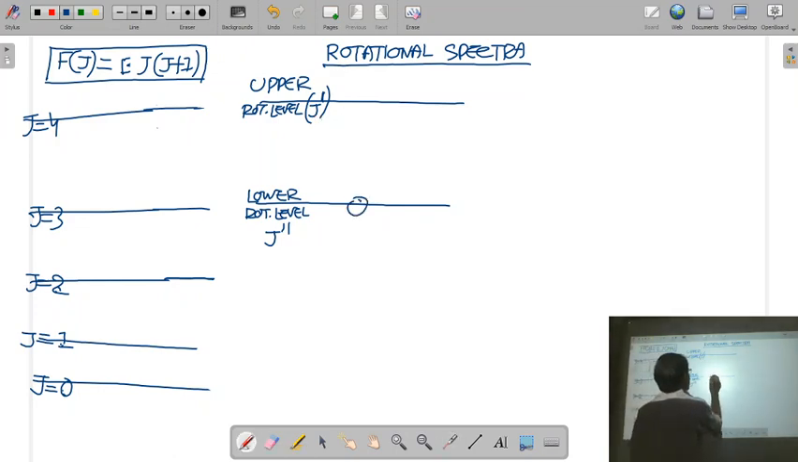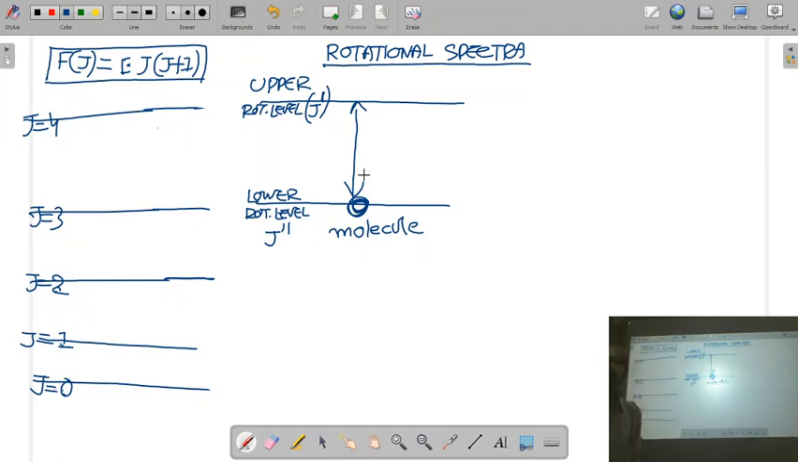Now when the molecule makes a transition between these two levels, lower rotational level J double dash and upper rotational level J dash, then we get emission spectra or absorption spectra. You know the condition that when a molecule goes from lower state to upper state, it absorbs radiation, so we get absorption spectra. When the molecule makes a transition from upper level to lower level, it will emit radiation, so we get emission spectra. So here we are going to discuss absorption spectra. When the molecule absorbs infrared radiation, it goes from lower level to upper level.